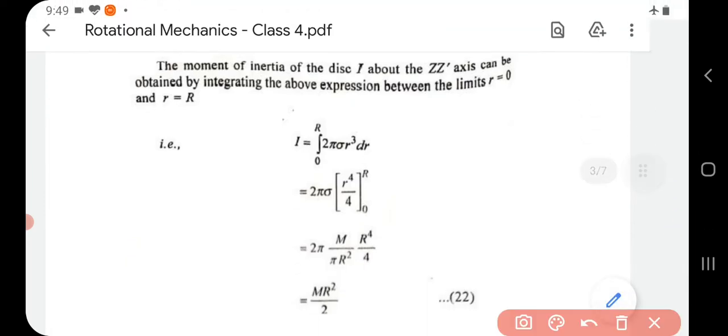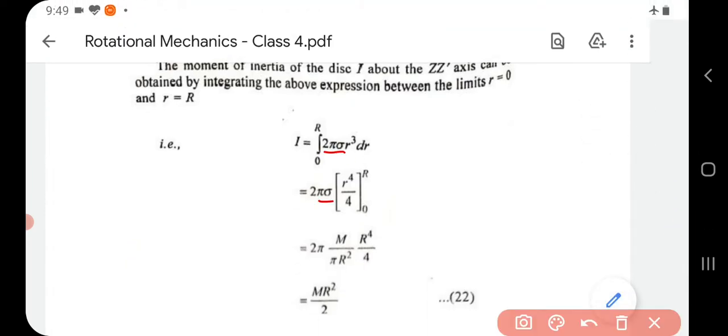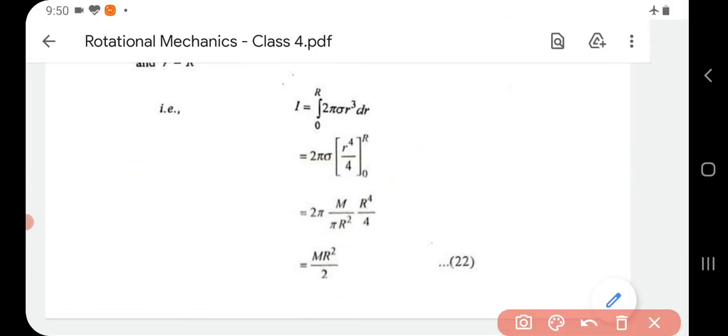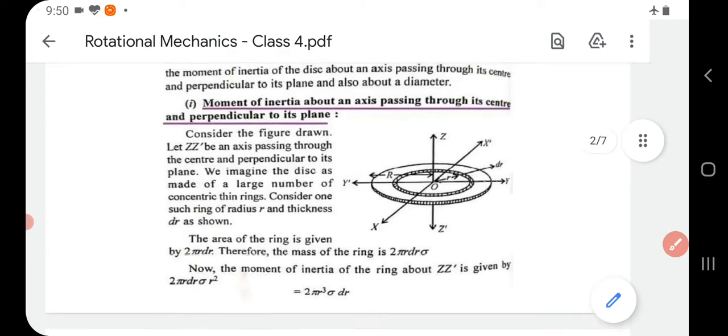Then apply integration. 2 pi sigma is taken outside. Then what is integral r cube dr? R raised to 4 by 4. Apply the limit 0 to R. Now 2 pi sigma, we have already written, it is m by pi r square. Then after applying the limit, it will be capital R raised to 4 by 4. On simplifying, you will get the expression for moment of inertia about the center as m r square by 2.